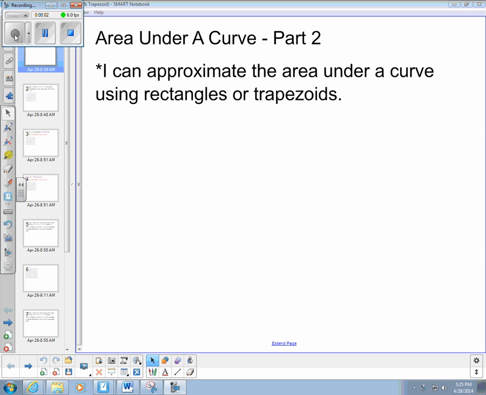In the first video about area under a curve, we talked about how to approximate the area using left and right sums. So the area of rectangles either from the left side or from the right side. In this video, we're still talking about how to approximate area under a curve, but this time we're going to use two different methods, and that would be rectangles with a midpoint method and then trapezoids.